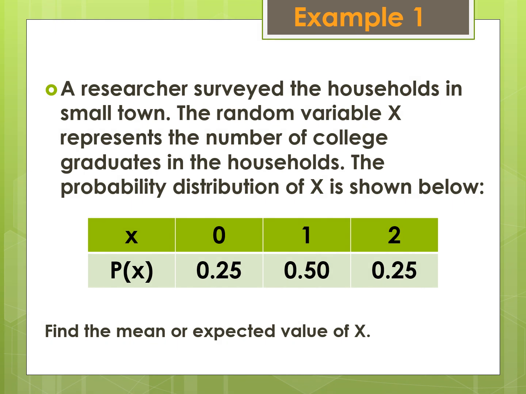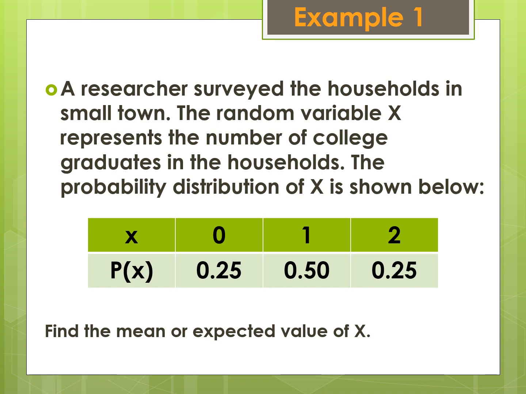Let's take this first example. A researcher surveyed the households in a small town. The random variable x represents the number of college graduates in the household. The probability distribution of x is shown below. So we have the following values of x: 0, 1, and 2. Then their corresponding probabilities: 0.25, 0.50, and 0.25. So this is a discrete probability distribution, since the sum of their probabilities is equal to 1, and each probability is greater than 0 but less than 1.